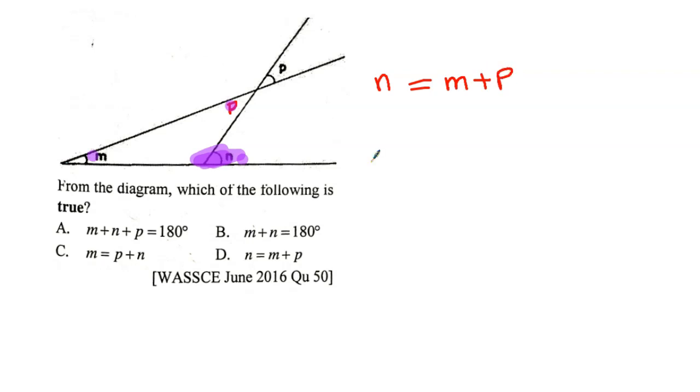you get your answer. So that is what they wanted you to know. You need to know the vertical opposite angles are congruent, they are the same, and then you need to know the interior remote angles. So that gives us the answer right here.